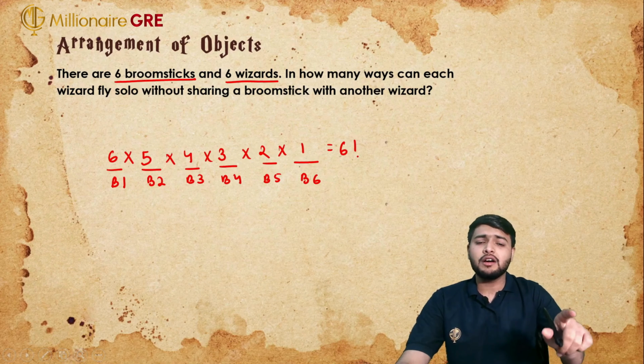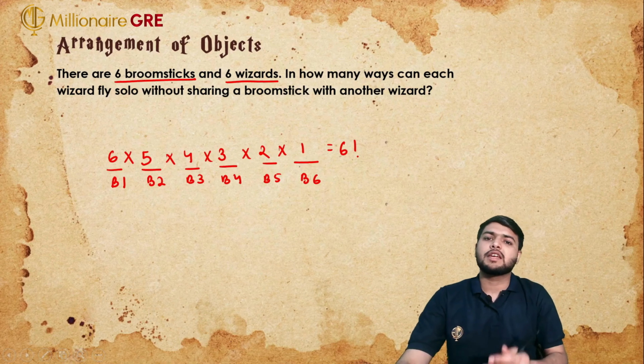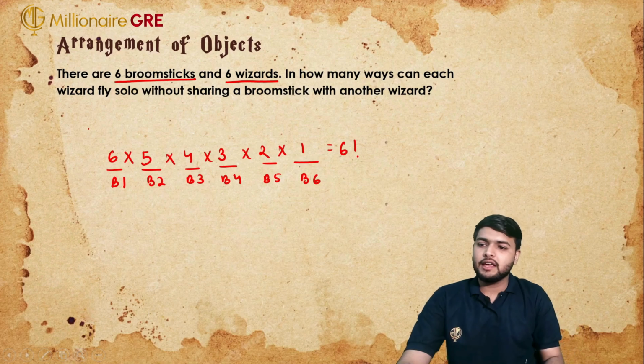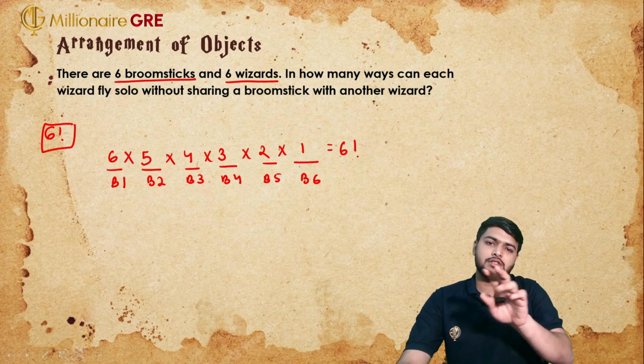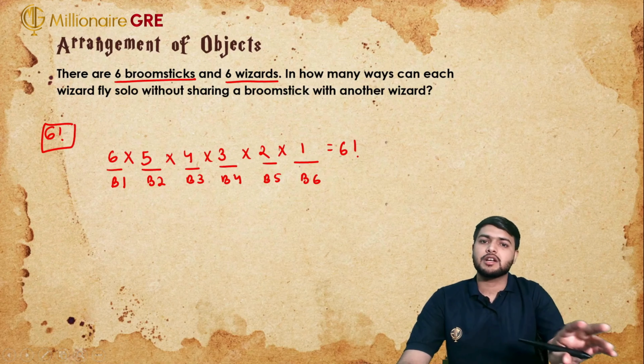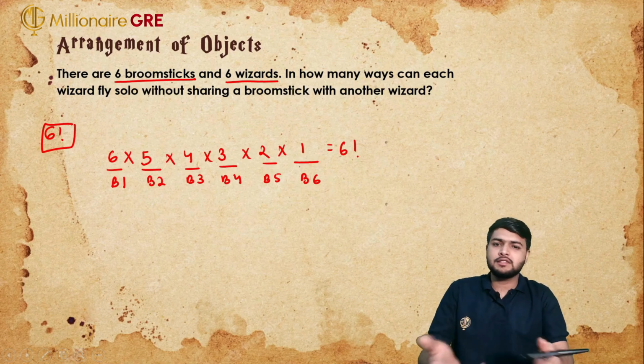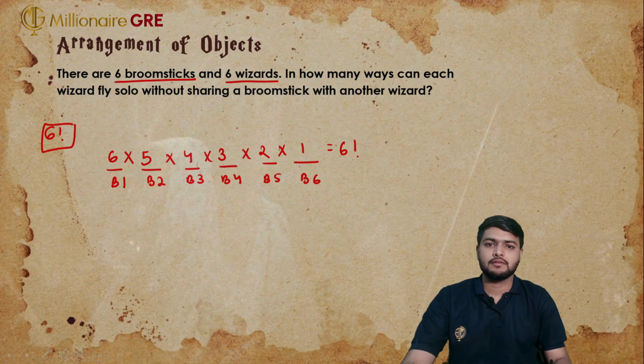If you know the formula that n different objects can be arranged in a straight line in n factorial ways, you can directly give the answer as 6 factorial. Because 6 broomsticks and 6 wizards are there, 6 wizards can be placed on 6 broomsticks in simply 6 factorial ways.